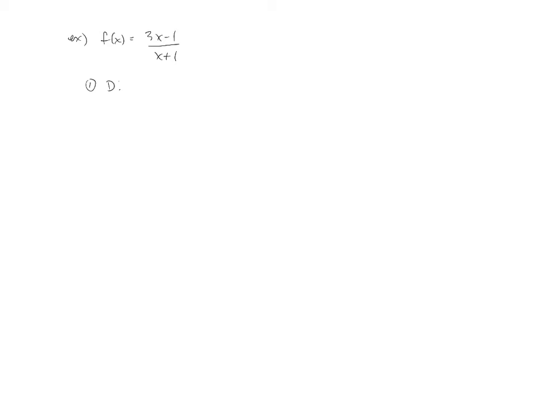We have to make sure it's not equal to 0 under any circumstances. And you can see that at -1, we would have a denominator of 0. So we have to exclude that value from the domain. So in interval notation, the domain is -infinity to -1, union -1 to positive infinity.